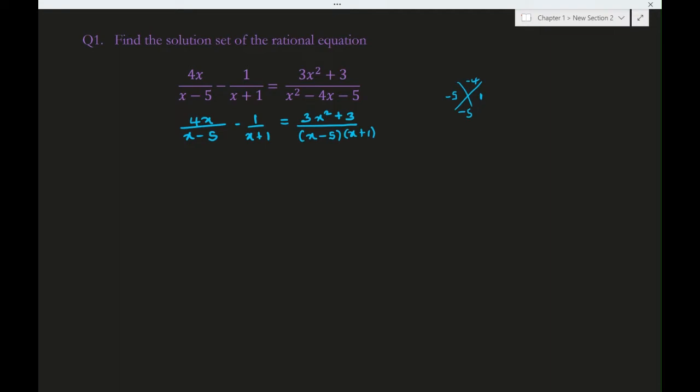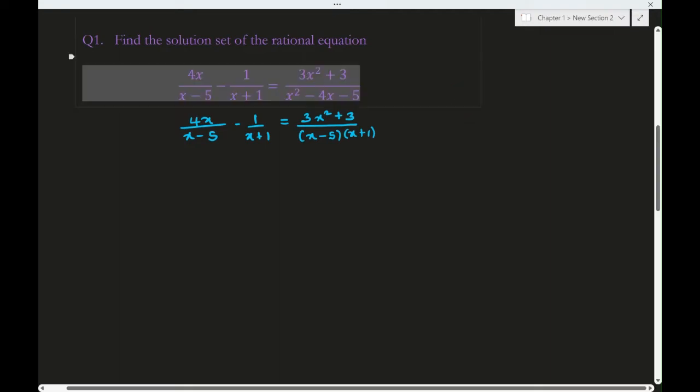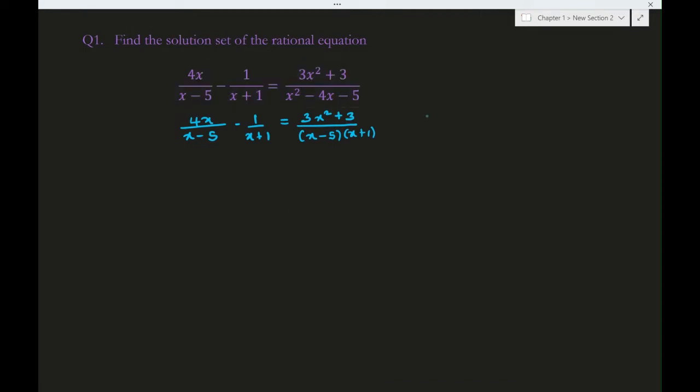And this is nothing but minus 5 and plus 1. Okay, so now before we continue, we have to make a very important observation. The zeros of the denominator cannot be solutions. So x cannot be 5, and also x cannot be minus 1, because if x equals 5 or x equals minus 1, we'll have 0 in the denominator, and that will make this problem undefined. Now, what is our LCD? We have just two factors, so the LCD is x minus 5 and x plus 1. So let's multiply both the left-hand side and the right-hand side by the LCD.